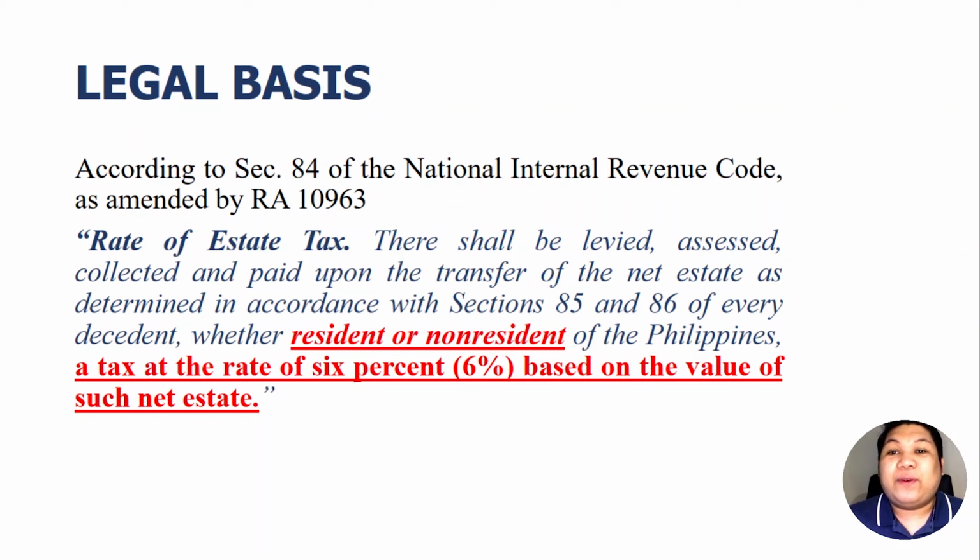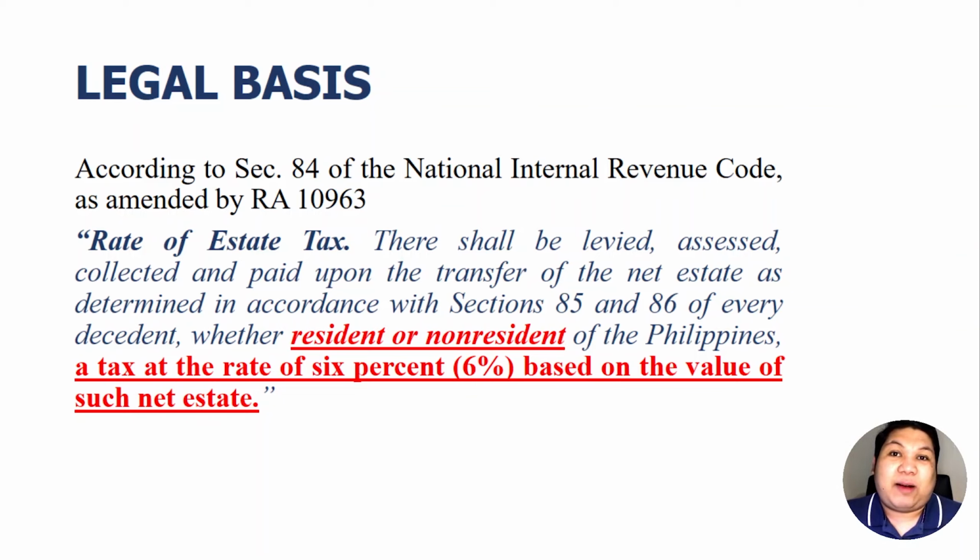So before the TRAIN law, before the old tax code was amended, there were actually graduated tax rates for the estate tax. When you say graduated, it means the tax rate increases when the tax bracket or the value of the estate also increases. But with the TRAIN law, with RA 10963, every net taxable estate is just taxed at 6%. Okay, so there is no graduated tax rate for this. Actually, the same goes with the donor's tax.